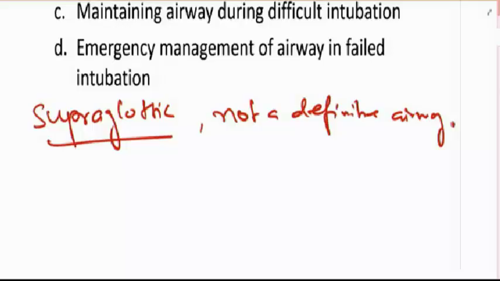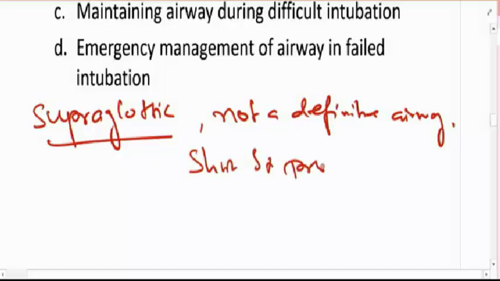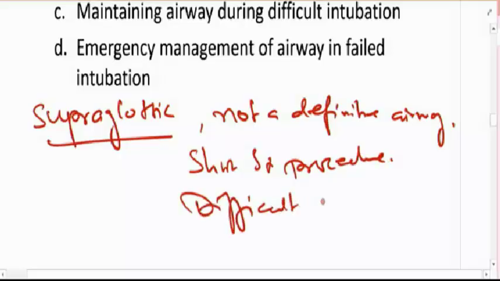Now, what are the indications of LMAs? LMAs are used for short surgical procedures, for difficult airways, for CPR, right? So they are used for short surgical procedures, for difficult airways, for CPR.